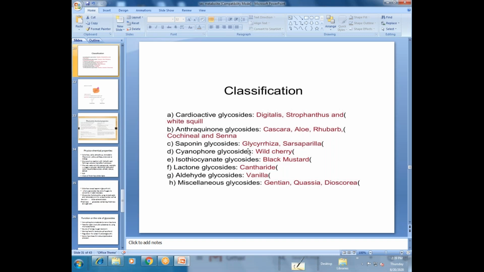Next one is lactone glycosides, which are in cantharides. Then aldehyde glycosides, where vanilla pods contain aldehyde. Apart from that, very important are flavonol or flavonoid glycosides, as citrus fruits contain flavonol. Phenol glycosides are in bearberry. One more we call steroidal glycosides, where Solanum species contain steroidal glycosides. So there are 10 classifications. Instead of miscellaneous, we will go with the other three, that is flavonol, steroidal, and phenol.